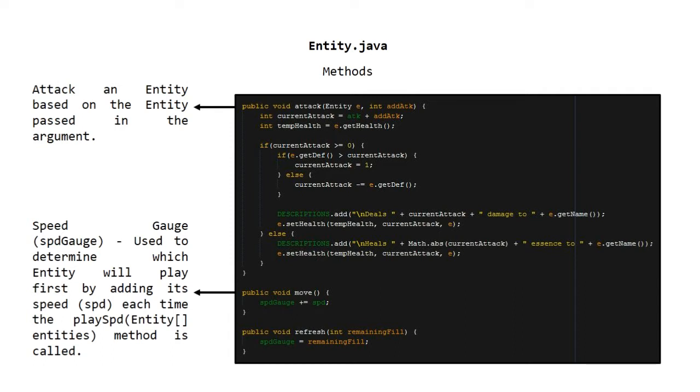In the attack method, the entity will reduce or increase the health of its opponent. I have additional code to reduce the attack damage of the entity based on the defense of the entity it will attack. Speed gauge starts at 0.